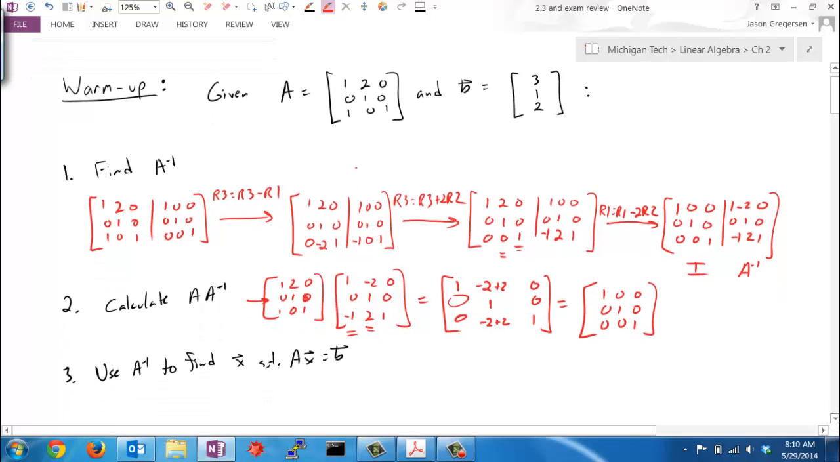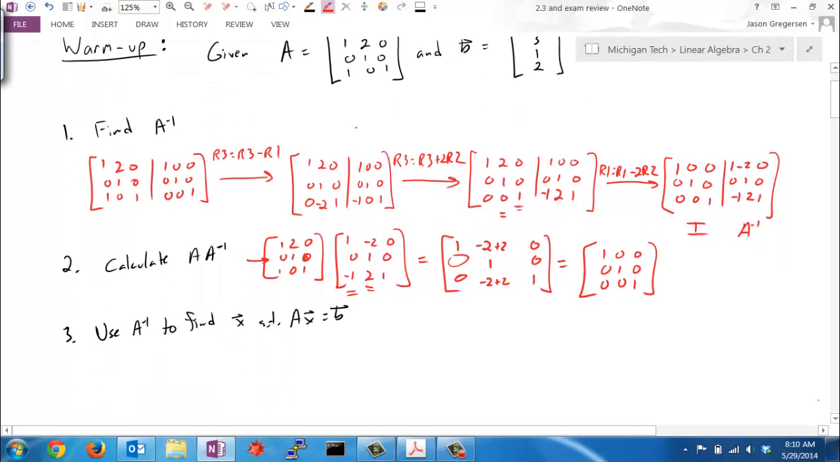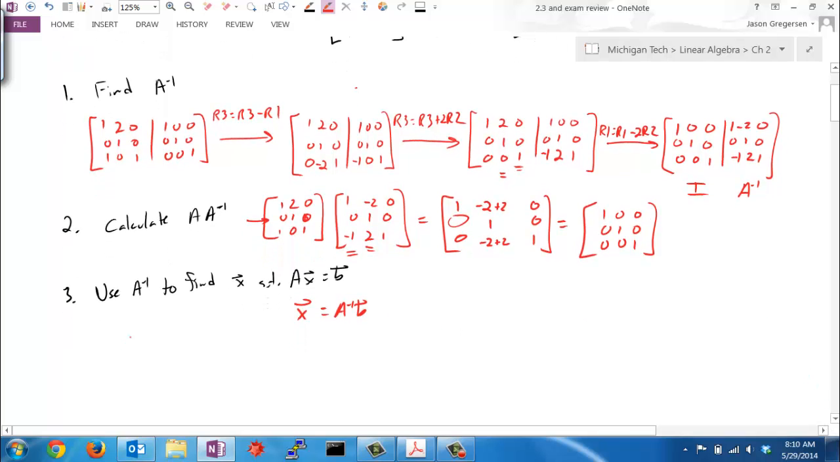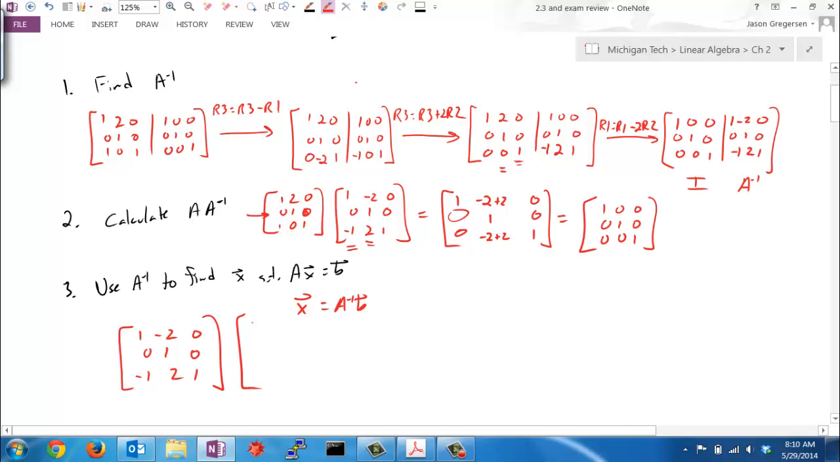All right, so we've calculated the inverse. Now we're going to use the inverse. Since we have AX equals B, and there is an inverse, X should just equal A inverse times B. That's what we're going to do. We're going to take our inverse matrix, 1, negative 2, 0, 0, 1, 0, negative 1, 2, 1, and multiply that by our b value, which is 3, 1, 2. This should give us our solution x.